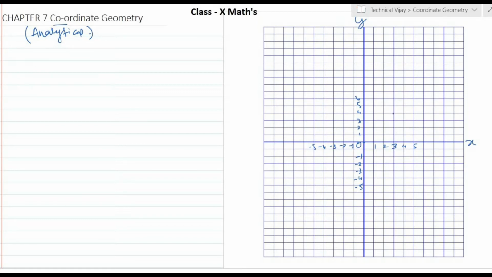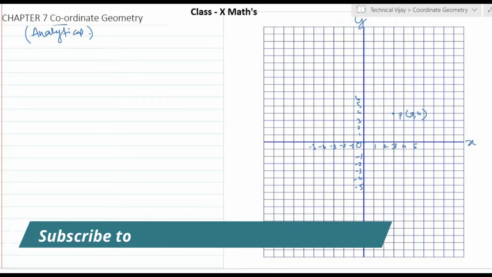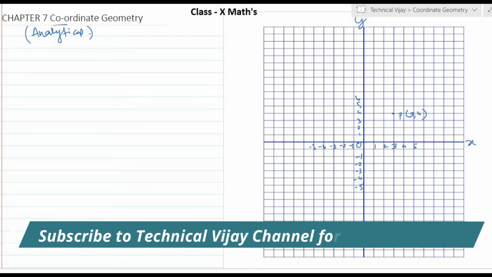Suppose I want to locate this point: on the x-axis there are 3 units and on the y-axis there are 4 units. So this point P can be represented as P(3, 4). P(3, 4) means the point P is located from the origin 3 units distant in the x-axis and 4 units distant in the y-axis.